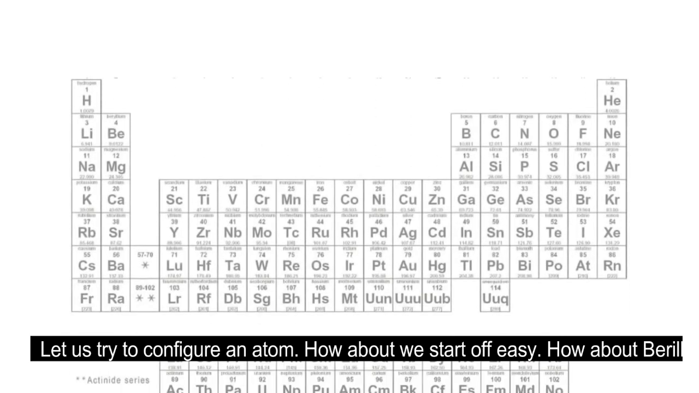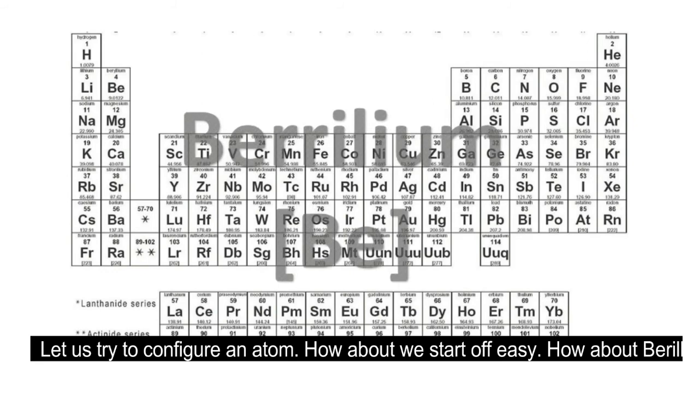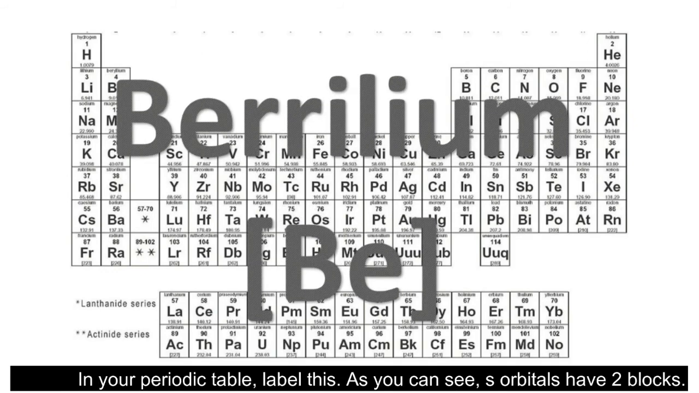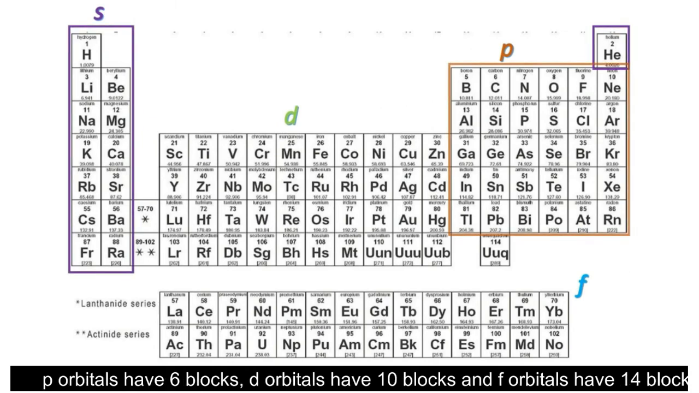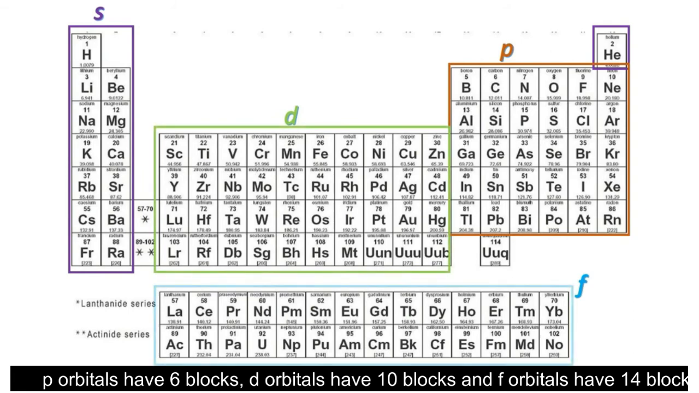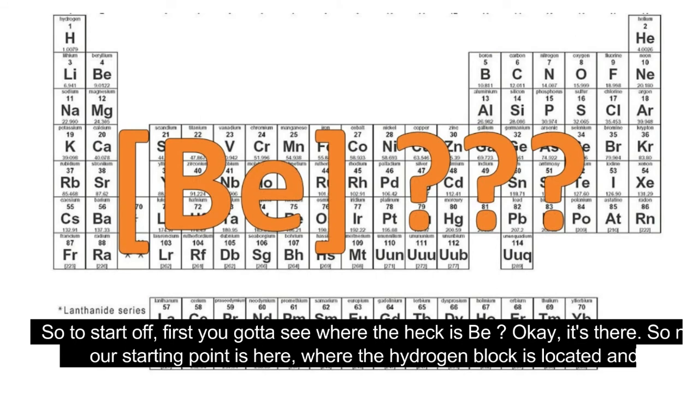Let us try to configure an atom. How about we start off easy? How about beryllium? In your periodic table, label this. As you can see, s orbitals have 2 blocks, p orbitals have 6 blocks, d orbitals have 10 blocks, and f orbitals. First, you got to see where the heck is beryllium.